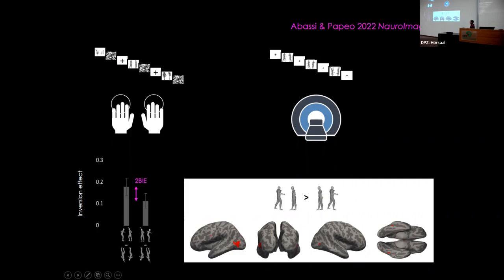This is a part of the brain that is known as the extrastriate body area, which is a part of the brain specialized to body perception. And this is very close to the fusiform face area, which is a part of the brain specialized to faces.